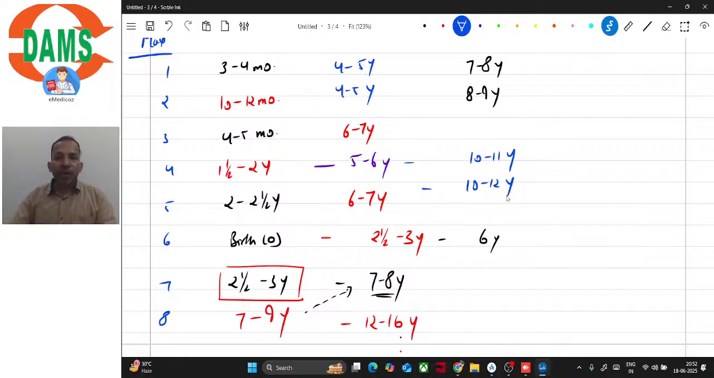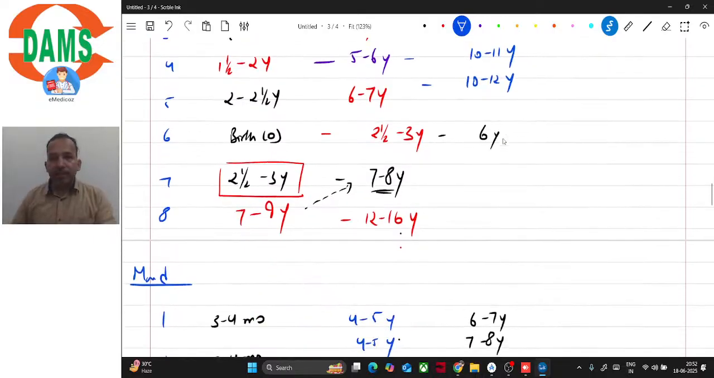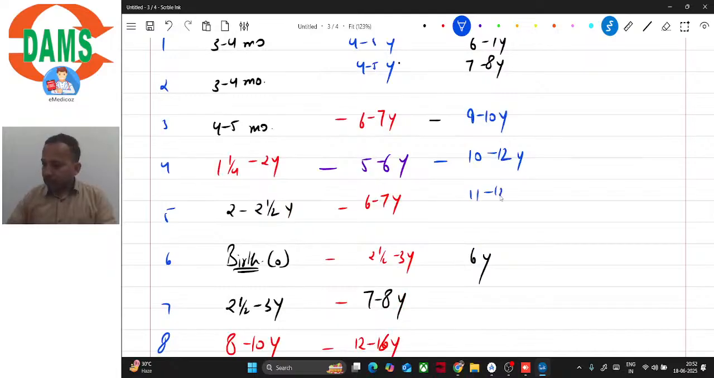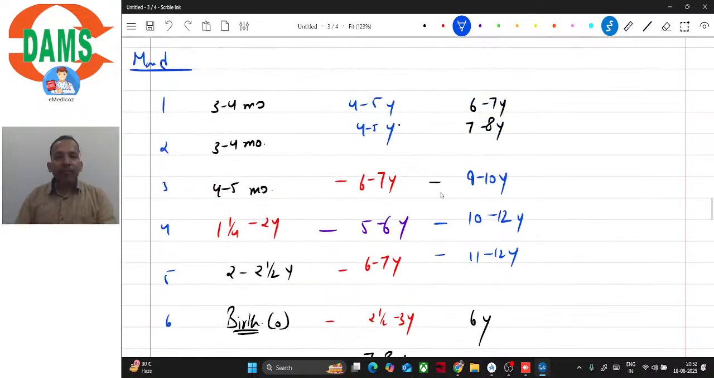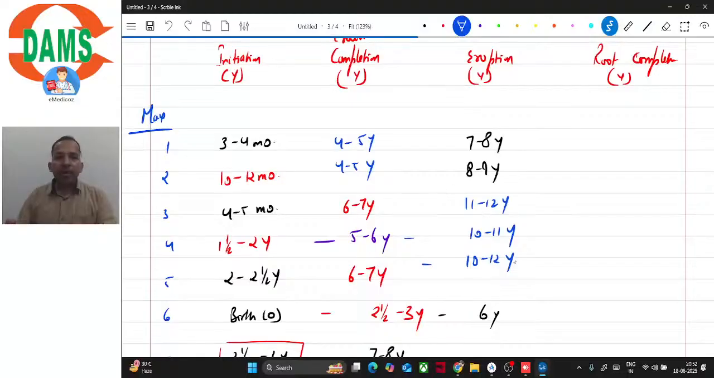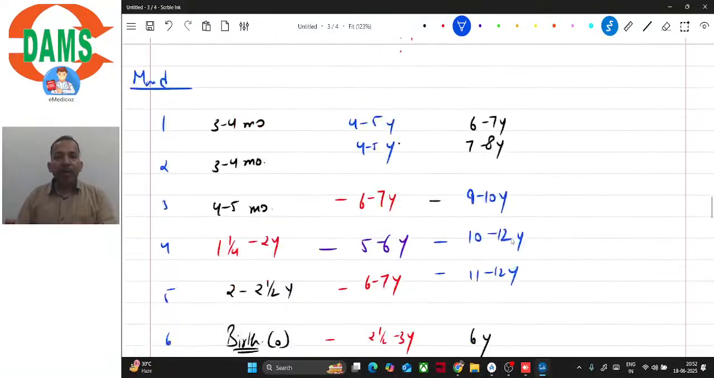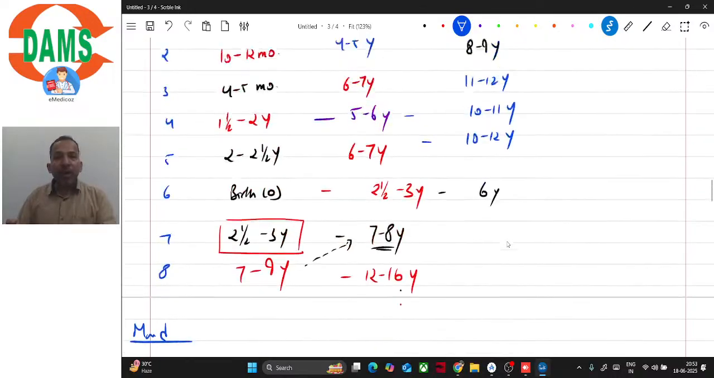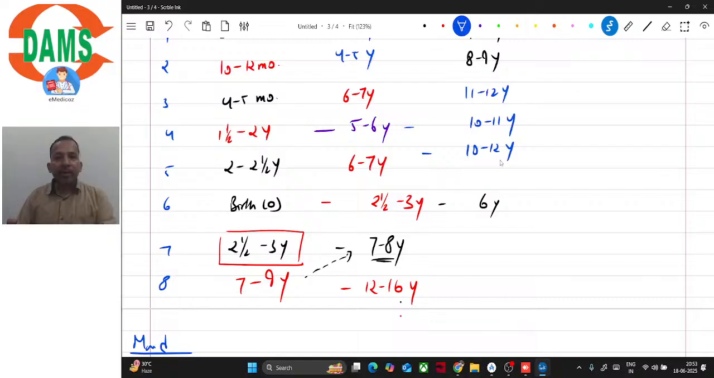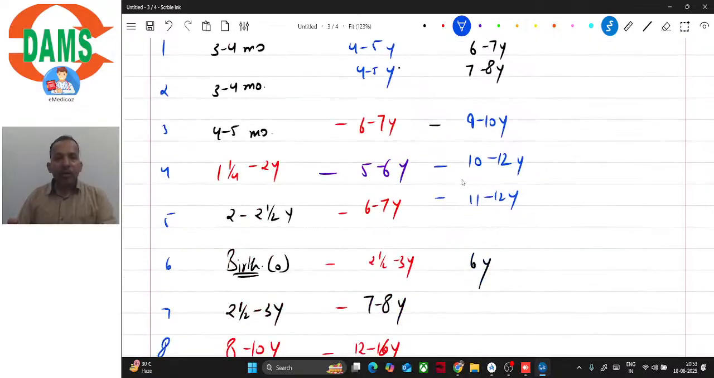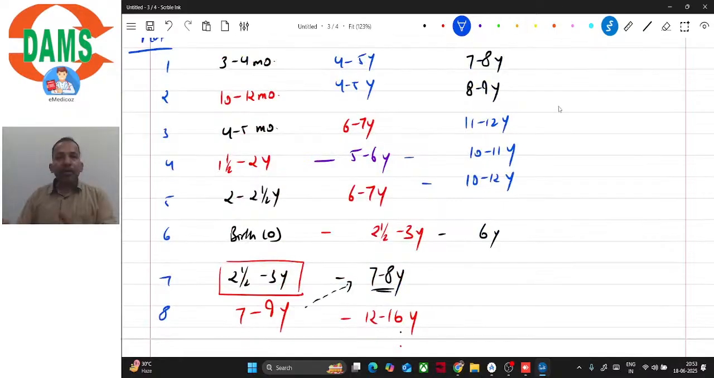Which is the last tooth remaining in the late mixed dentition phase? Lower second premolar and the upper canine. These both will erupt at 11 to 12 years. So, 9 to 10, lower canine. Then the next tooth to erupt is the upper first premolar at the age of 10 to 11 years, isn't it? After that, lower first premolar 10 to 12 along with the upper second premolar 10 to 12 years. Then lower second premolar and upper canine, right?